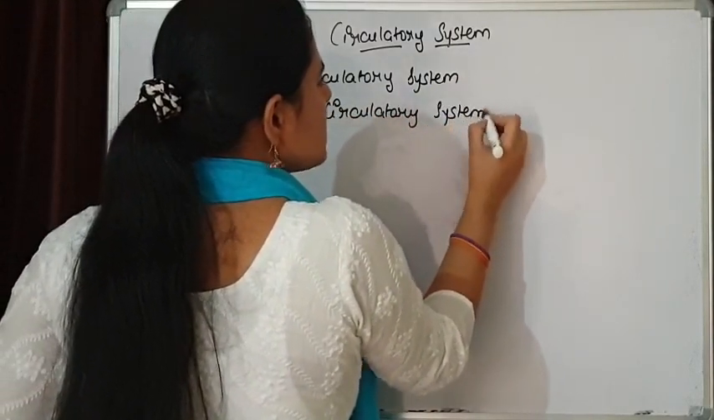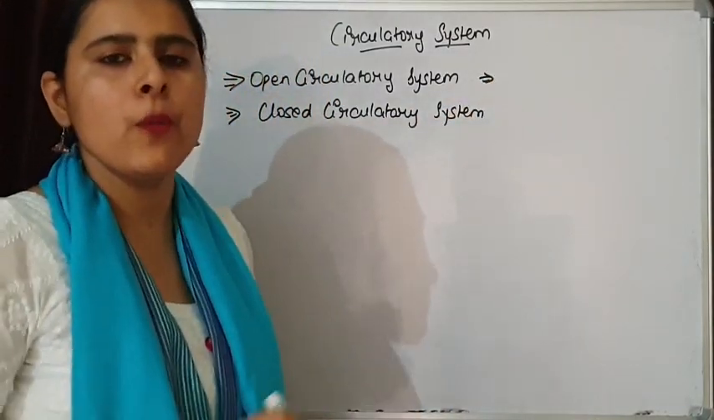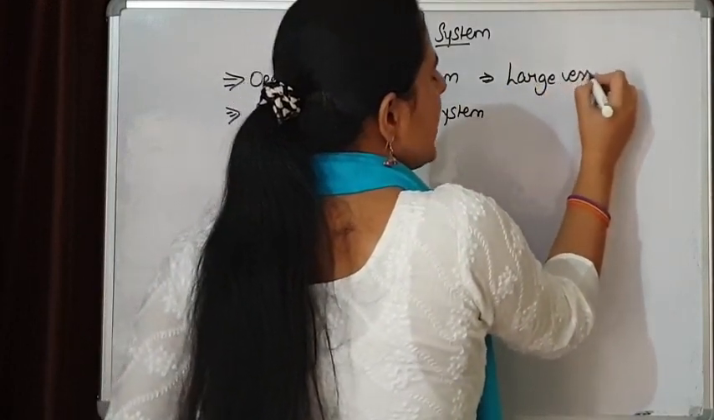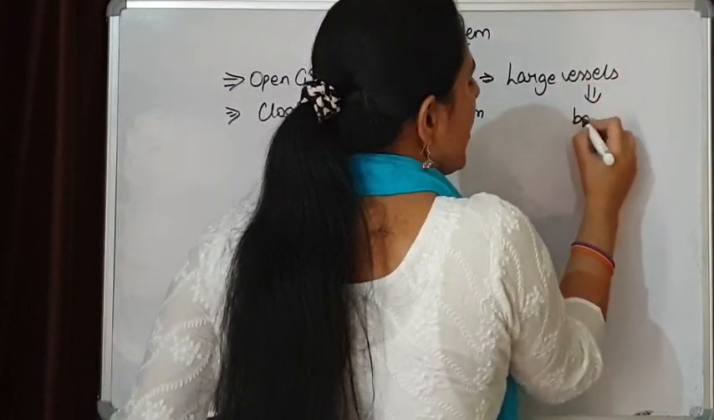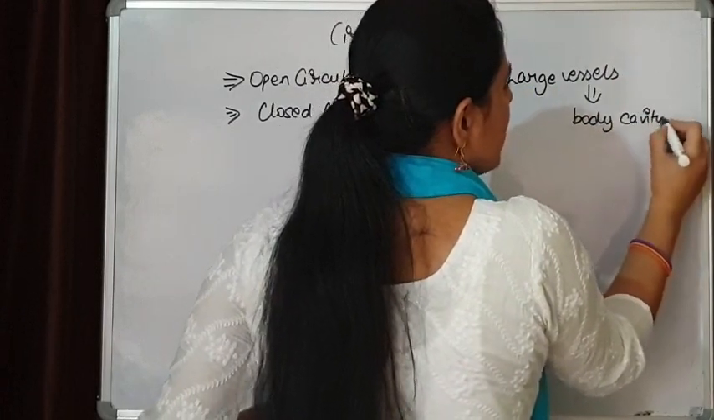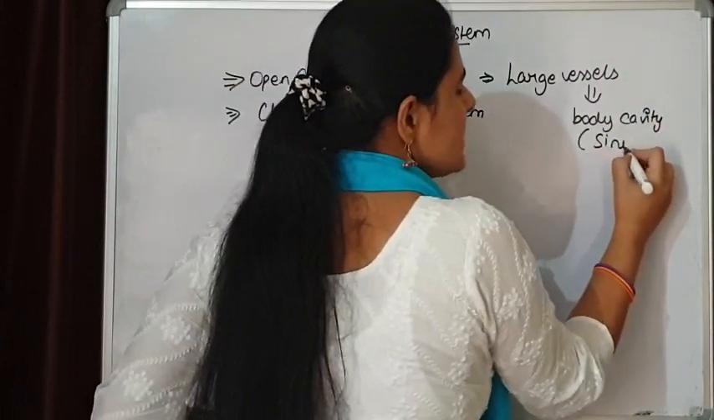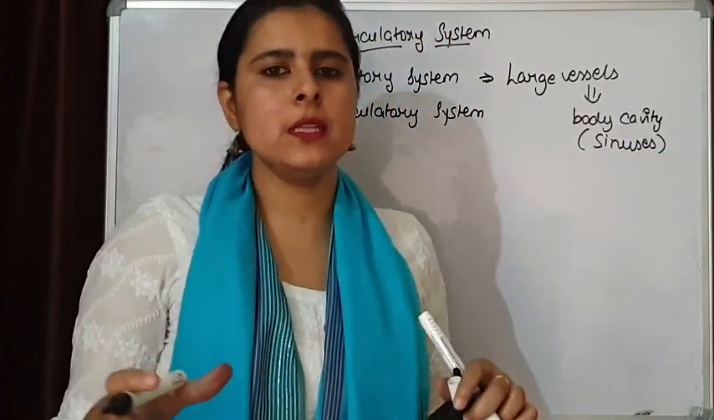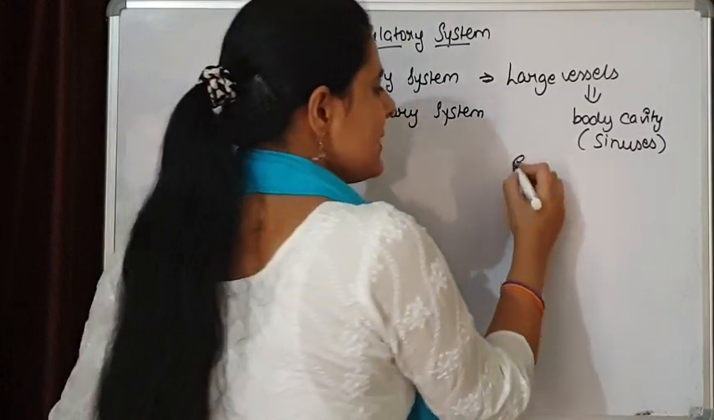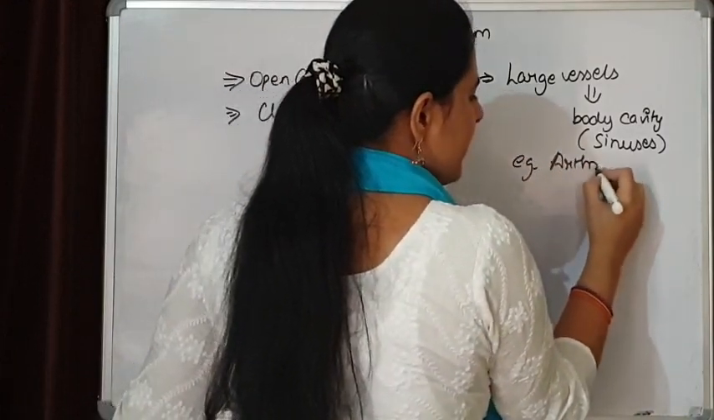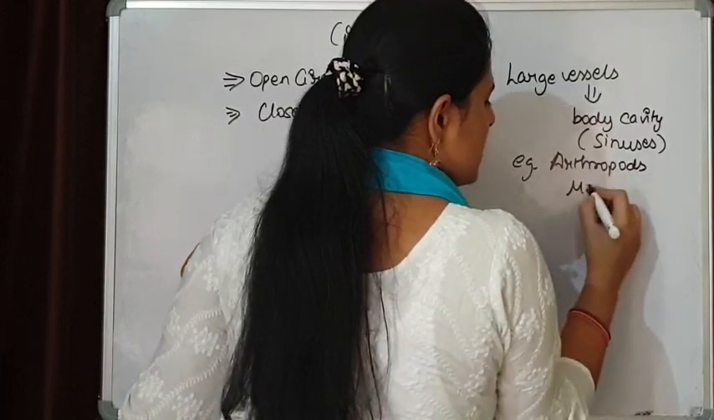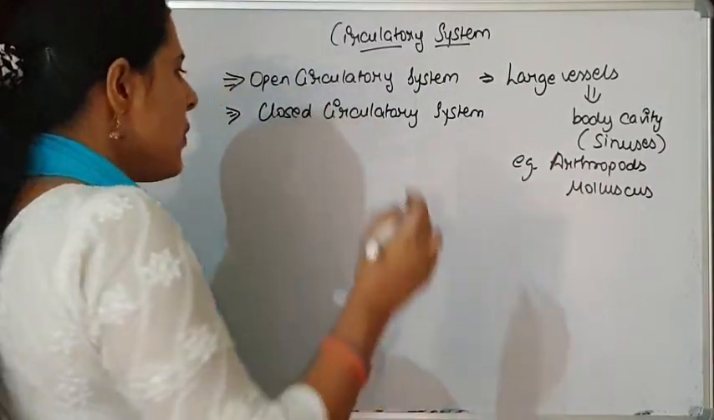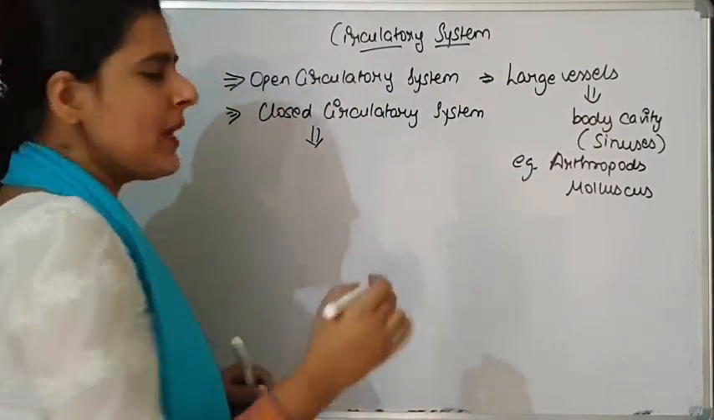Open circulatory system means here blood is flowing from large vessels into the body cavity. The large vessels are going to drain the blood into body cavity, or you can say body spaces, and these are known as sinuses. So the blood is going to flow openly in the blood cavities. This is basically seen in some arthropods, mollusks.